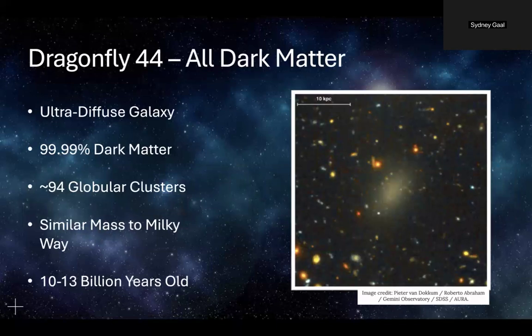So here we'll talk about Dragonfly 44. This is the first of the two odd galaxies I want to talk about. And you can see a photo of it on the slide. Dragonfly 44 is an ultra diffuse galaxy. One of the first things you might notice about it is that it appears to be a very dim light and you can almost see through it.